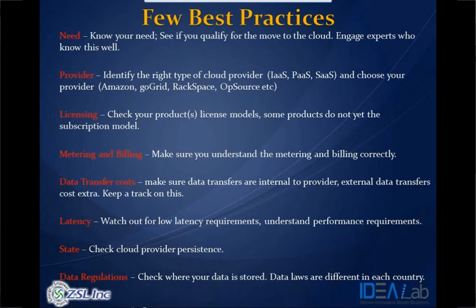Data transfer costs: make sure the transfers are internal to the provider. This is a very silly thing which we do. We just move data around here and there, but make sure you know that data external to the provider is charged, and internal to the provider is not charged. For example, if you move data from one Amazon zone to another zone within that region, they don't charge you anything. But if you move it out of Amazon, say to your data center, or to some other cloud provider, they charge you data transfer rates.